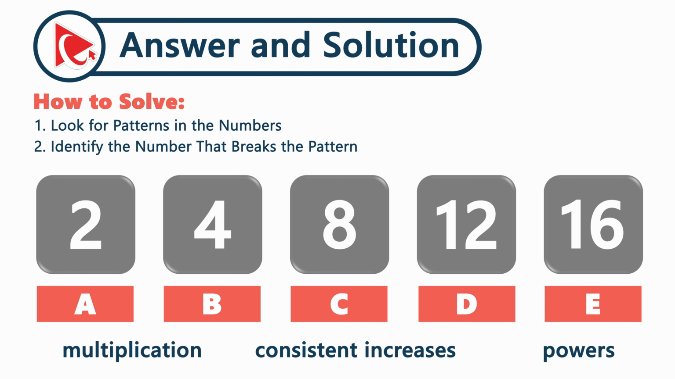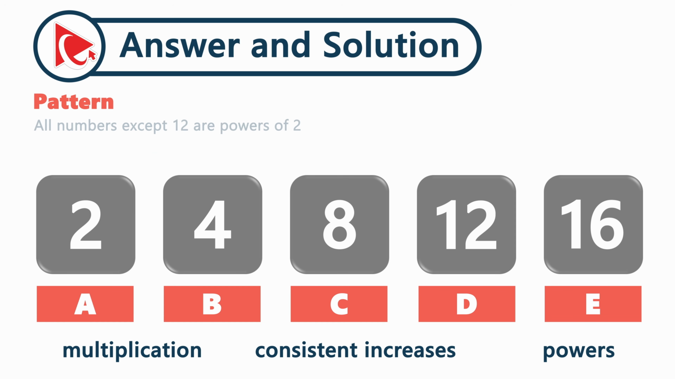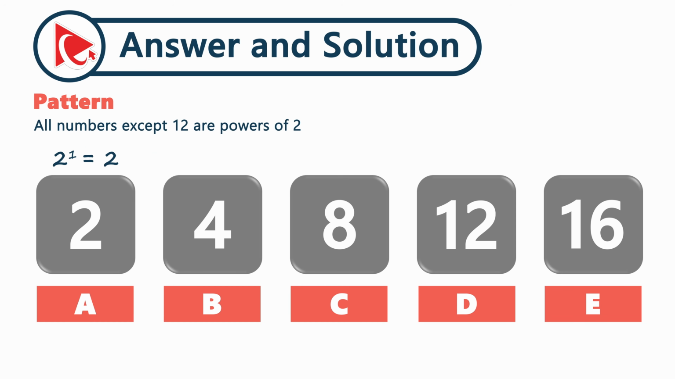But I thought of this a little differently. I thought of it as powers of 2. 2 to the power of 1 equals 2, which is the first number. 2 to the power of 2 is 4. 2 to the power of 3 is 8. And 2 to the power of 4 is 16. Which also leads us to the answer that choice D is the odd one. So the correct answer here is choice D, 12.